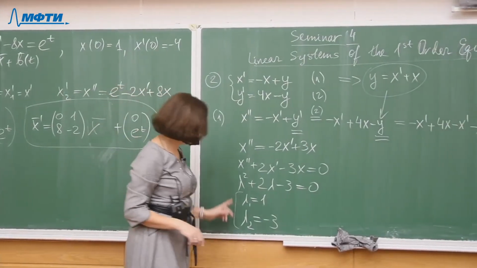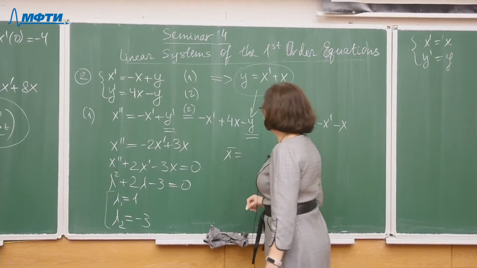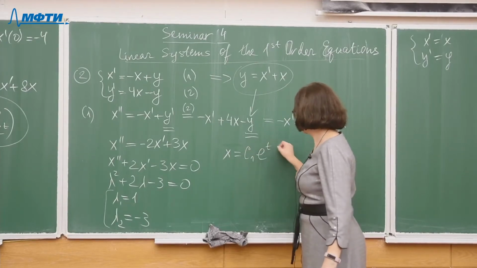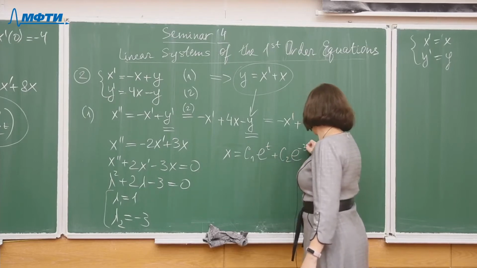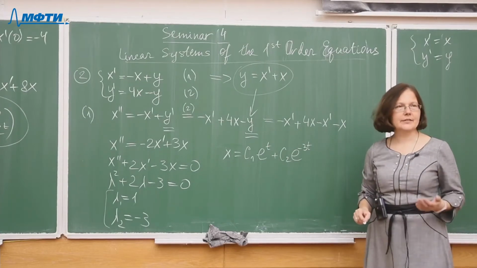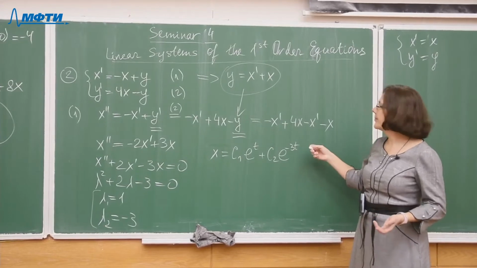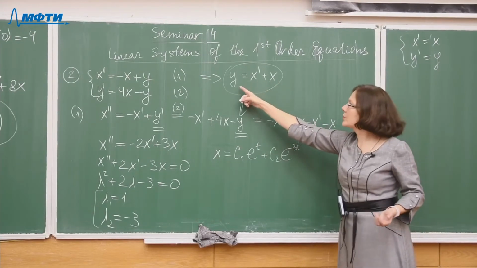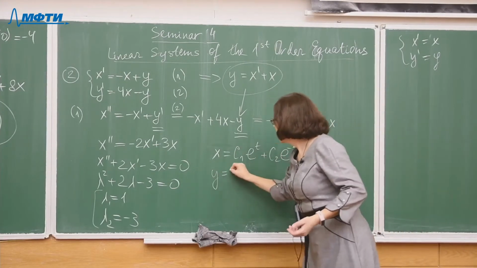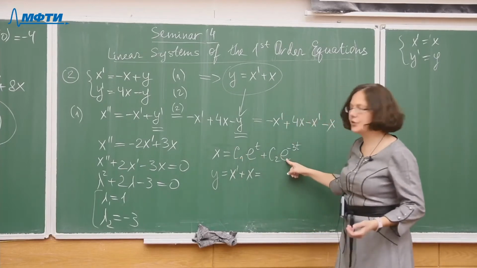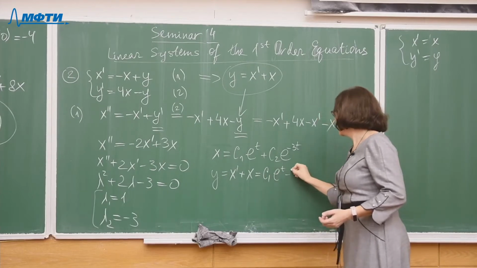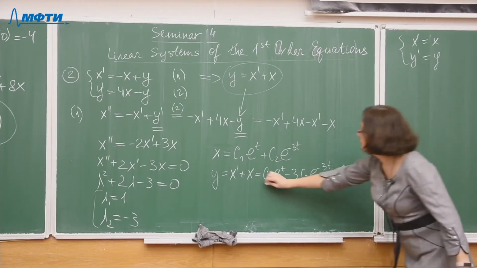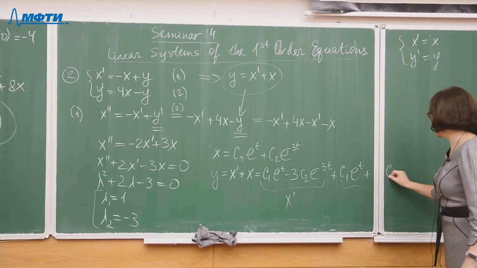Right, so these are roots. This means that the general solution, not the vector, x is equal to c1 e to the power t plus c2 e to the power negative 3t. This is from the preceding semester, right? Next, this is x, but we need to find y. y can be obtained from this equation, because y is equal to x prime plus x. So differentiate this equation and we get c1 e to t minus 3 c2 e to negative 3t, this is x prime, plus c1 e to t plus c2 e to negative 3t, this is x.